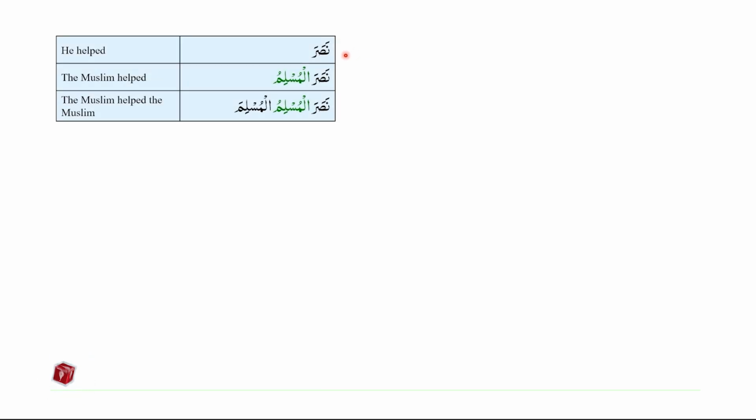Let us study some further examples. Nasara, he helped. Nasaral Muslimu, the Muslim helped. In this example, al-Muslimu is marfu, al-Muslimu is the fa'il. Nasara al-Muslimu al-Muslima. The Muslim helped the Muslim. Al-Muslimu in this case is fa'il because it is marfu, and al-Muslima is maf'ul because it is mansoob.